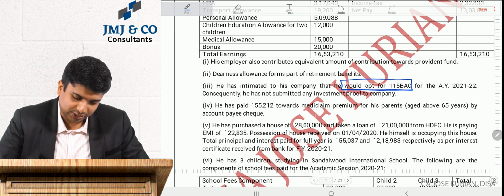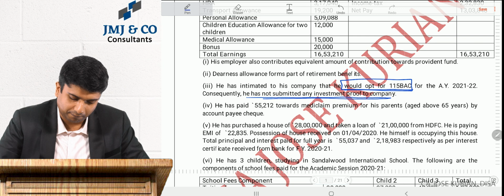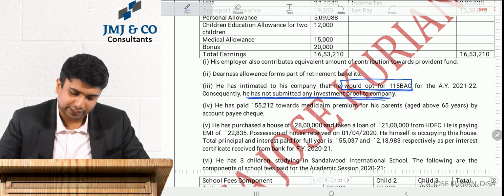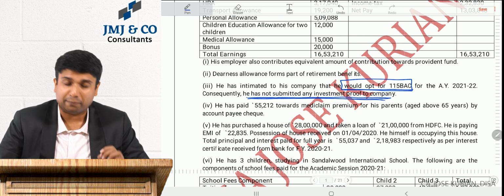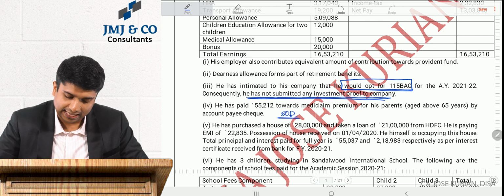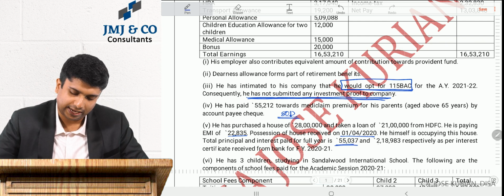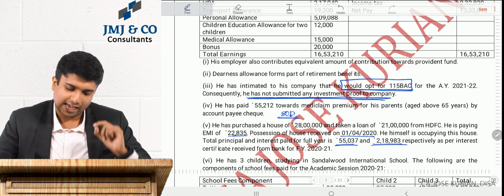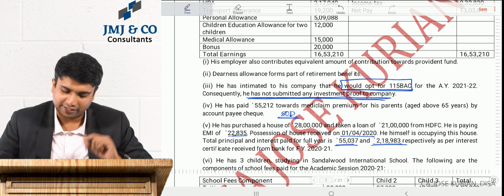And also they are saying he has not submitted any investment proof to the company. Alright. Then he has paid 55,212 towards medical premium for his parents by account payee cheque. So it is in relation to payment of medical premium, that is in relation to 80D deduction. Then he purchased a house of 28 lakh and taken a loan of 21 lakh from HDFC. He is paying EMI of 22,835 and possession of the house was received on 1st April 2020. He himself is occupying this house and the total principal and interest paid for the year is 55,037 and 2,18,983 respectively as per interest certificate received from the bank for financial year 2021.